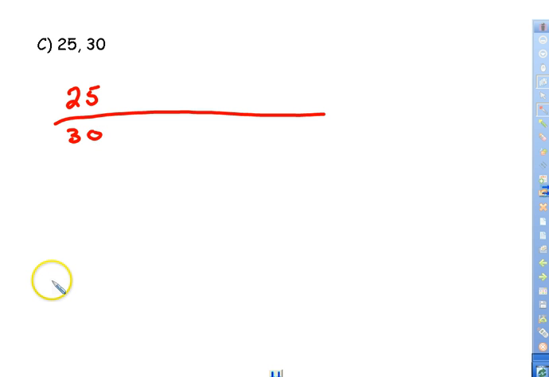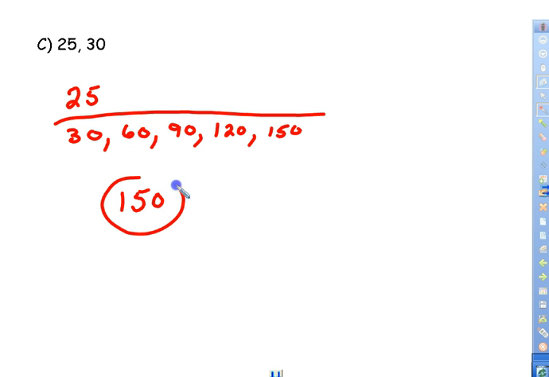So we have 25 and 30. Okay, so again, start with the larger number and we'll go to 60. Does 25 go into 60? It does not. So then we try 90. And does 25 go into 90 equally? It does not. So then we try the next multiple, which is 120, and that one does not. So we try 150, and since 25 would go into 150 equally, that is my least common multiple. So 150 would be my answer.